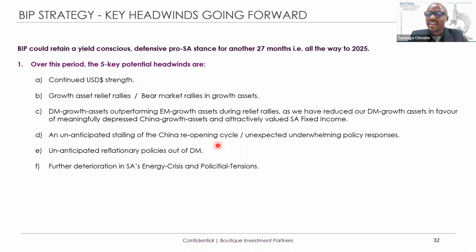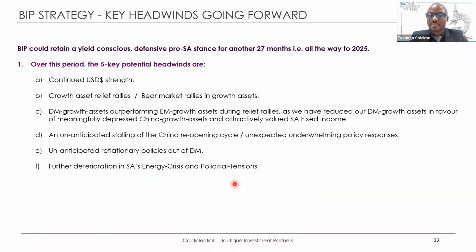I don't know, maybe a new variant comes out of China and it affects the whole world. You never know with a lot of these biological geopolitical risks. And unanticipated reflationary policies out of the US, maybe they have aggressive tax cuts like Trump did in 2018. And all of a sudden, what we thought was a very expensive asset starts to rally indiscriminately. And then with South Africa, we don't know how the energy crisis is going to play out and all the political tensions that we're still grappling with.